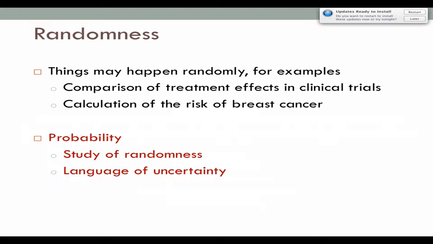For a certain female, if her family has a family history of breast cancer, then she could have a higher chance to develop breast cancer in the future. So everyone has a different chance to develop cancer, and this is another kind of randomness. So probability is the study of randomness. We put mathematical language to formalize this uncertainty.